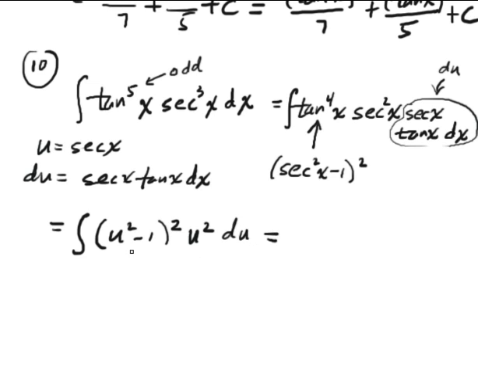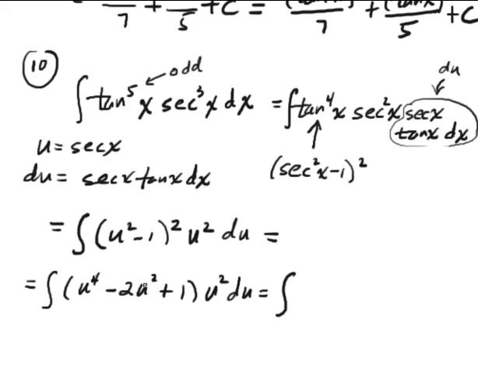And again, we'll just do the power rule. But here I need a little more room. Okay, here we have to first square this out. So let's do that first. So here we have u to the 4th minus 2u squared plus 1 times u squared. Okay, multiplying out, we get u to the 6th minus 2u to the 4th plus u squared.